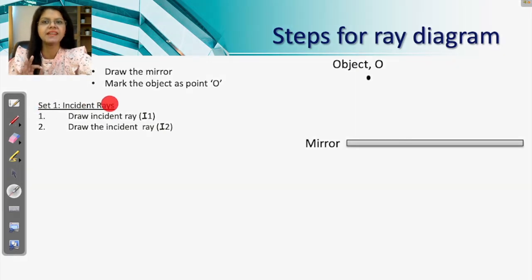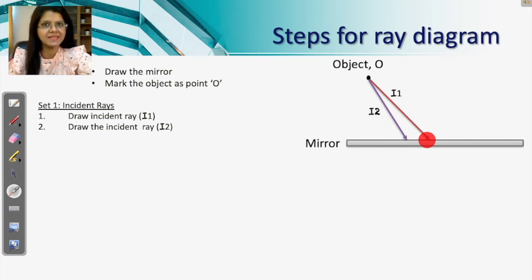Set one, you draw the incident rays. So you'll be starting with drawing two incident rays. Let's call them I1 and I2. Draw incident rays I1 and I2. These two incident rays should start from the object O. So that's how it will look like. Two incident rays, I1 and I2, both are emerging from the object and they are hitting the mirror at two separate points.